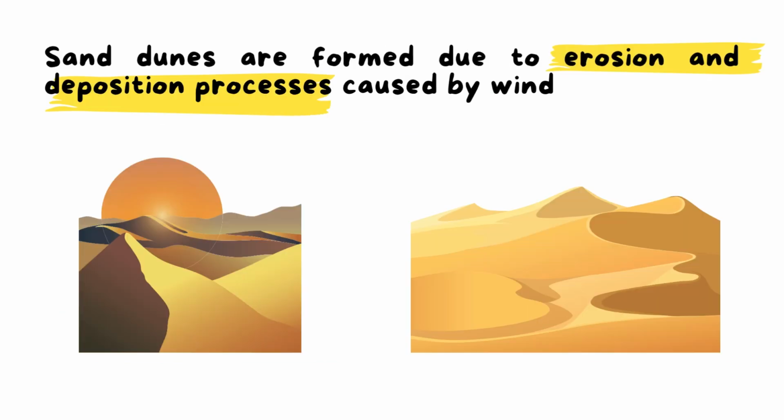And finally, sand dunes are formed by what? Erosion and deposition processes caused by wind, as the wind carries the sand particles and sediments, so this is erosion. And when they settle down, when they are blocked by something like a rock, now this is a deposition process. So sand dunes are formed due to erosion and deposition processes by wind.